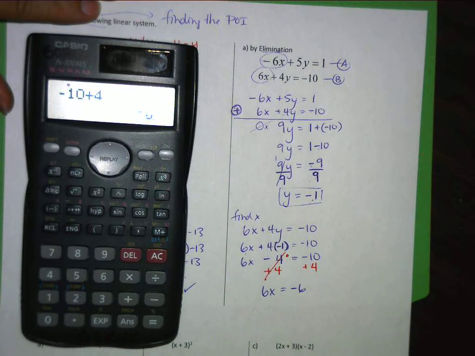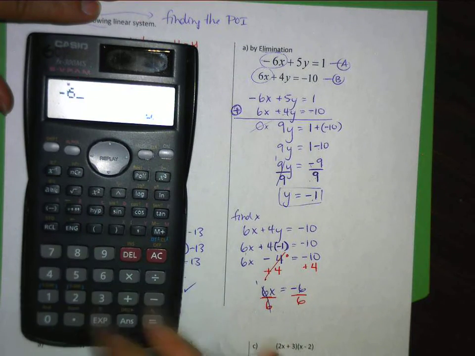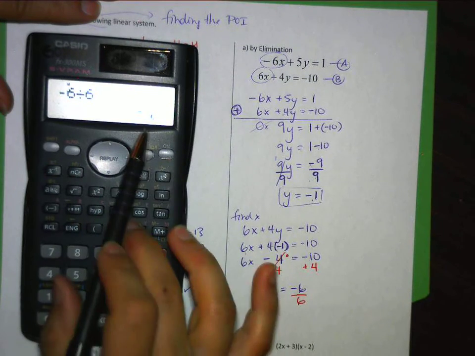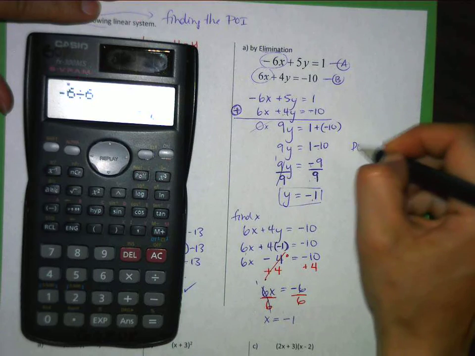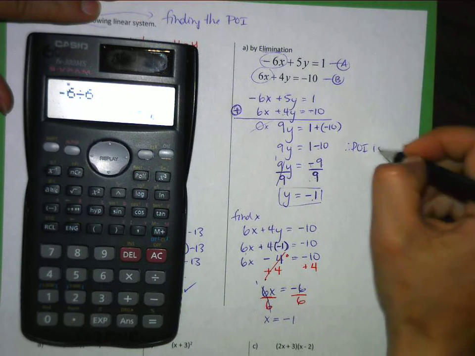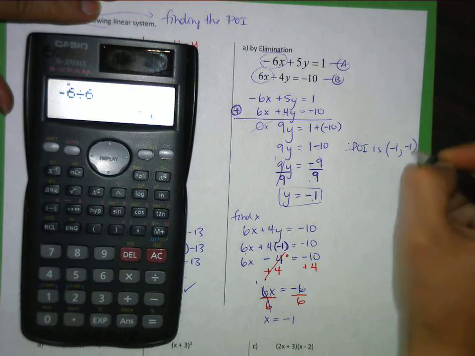Again, I want to isolate x, so I need to get rid of the 6 in front, but I do that with division because that's 6 times x, and I do it on both sides. 6 divided by 6 is 1. Negative 6, let me show you, negative 6 divided by 6 is going to be negative 1 because it's a negative divided by a positive. And there, my point of intersection is x is negative 1, and y happens to be negative 1.